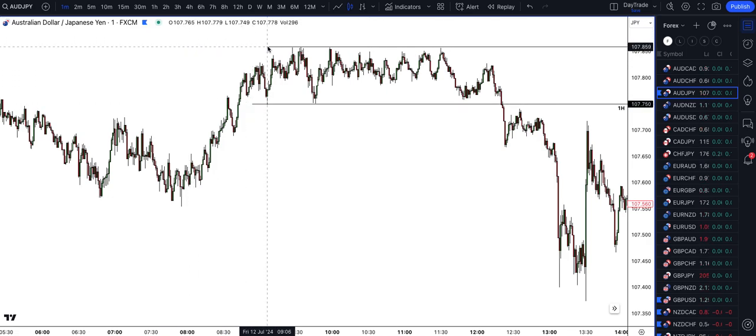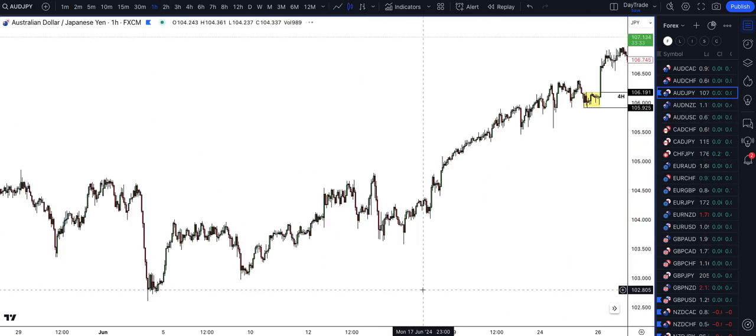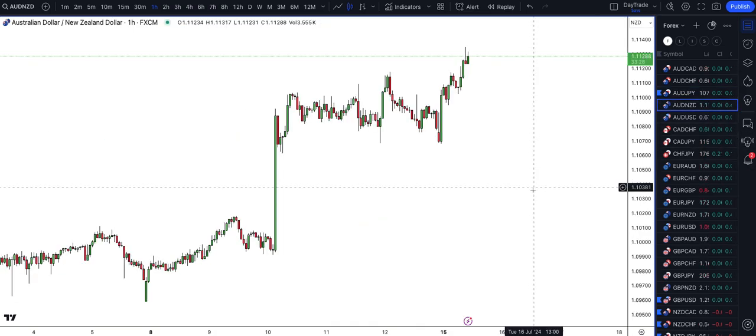So I'm just tidying this up a bit to make sure we're getting our exact entry point. Nice distribution as well. So yeah, something we're definitely going to have a look at and put the trade on. Aussie New Zealand.